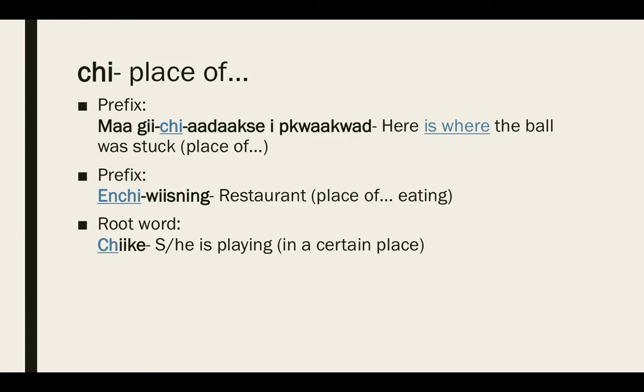And so here's another example with the root word version. Chi ke, she or he is playing, like in a certain place or place of where she or he is playing. So we can see here, usually other dialects would say daji ke, but Nipissing uses a CH sound in place of DAZH. So daji ke can mean she or he's playing in a certain place, but in Nipissing we use chi ke.